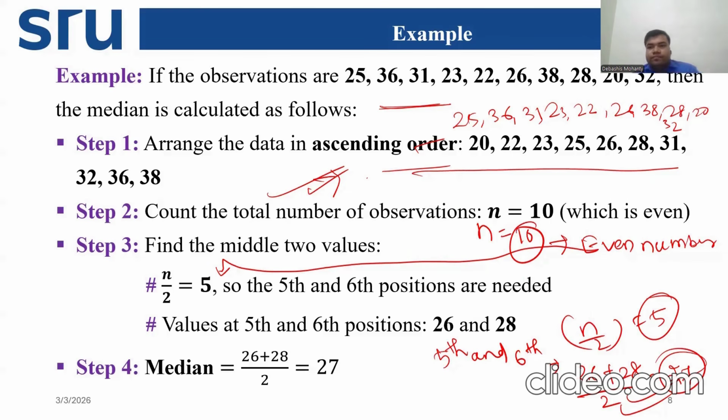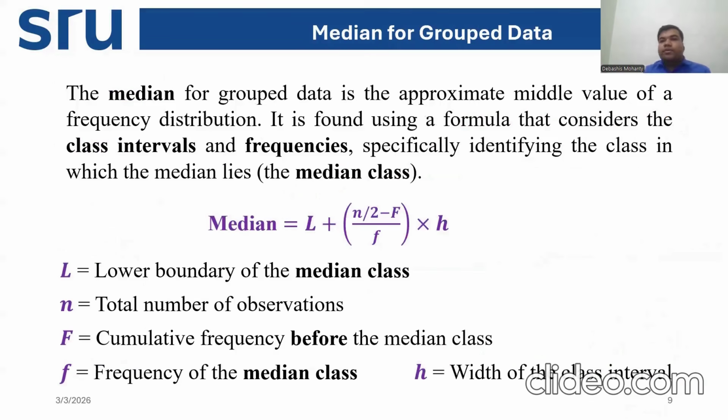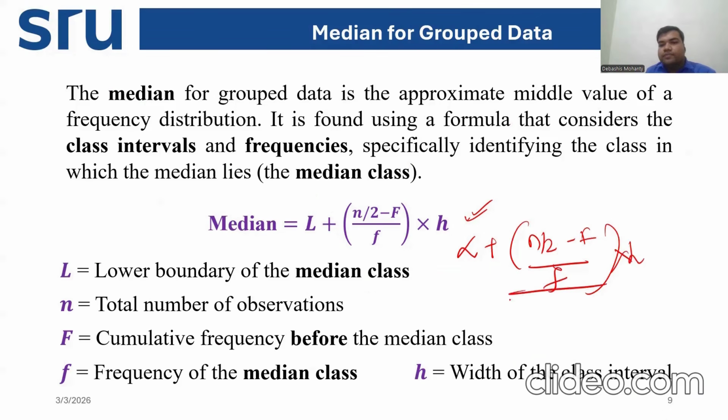Okay. Next, coming to the median of grouped data. Already we have discussed the mean of grouped data and ungrouped data, and we have finished the median of ungrouped data. Then we'll discuss the median of grouped data. The median of grouped data is approximately the middle value of the frequency distribution. One formula is used to calculate it: L plus (n by 2 minus capital F) divided by small f, multiplied by h.